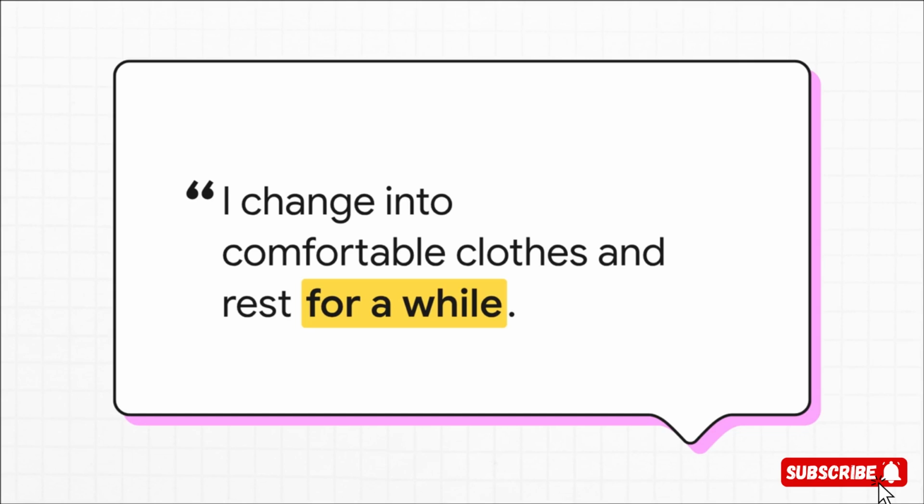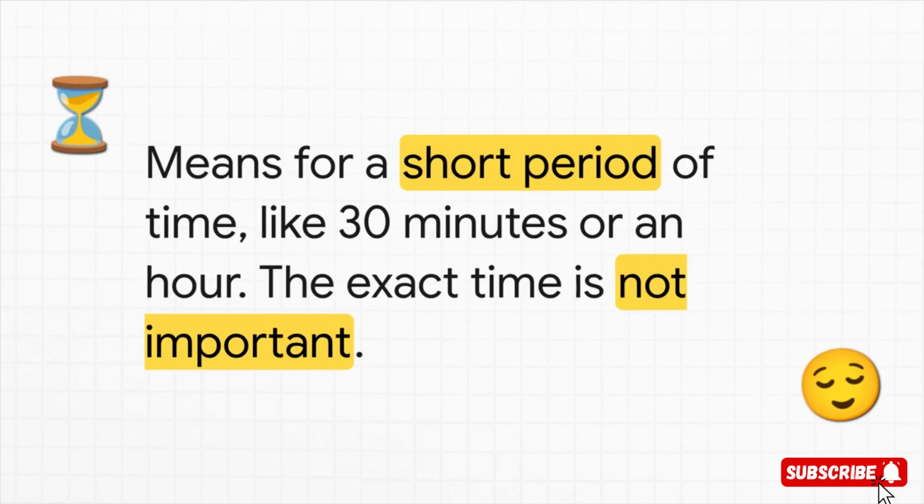She doesn't say, I rest for 30 minutes. Nope. She says she rests for a while. For a while is the perfect phrase to use when you don't really have an exact amount of time in mind. It just means for a short period. Maybe it's 20 minutes. Maybe it's an hour. It's flexible, and it sounds really natural.